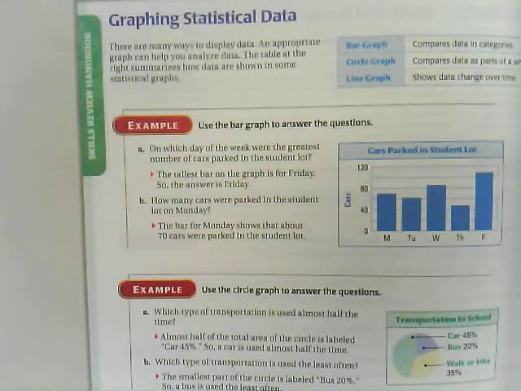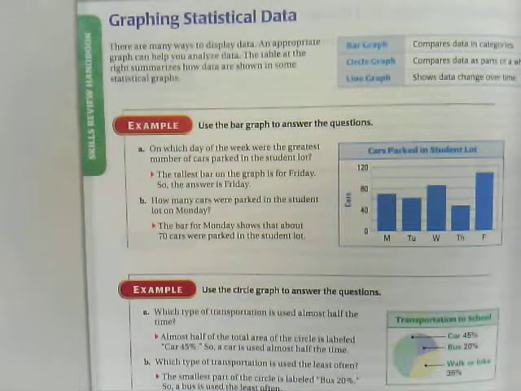In this lesson, we're going to be looking at three different ways to graph data. One way is a bar graph, which takes data in discrete groups, or a circle graph, which compares parts of the data to the whole in terms of what percentage of the whole it is, and then a line graph, which shows change over time.